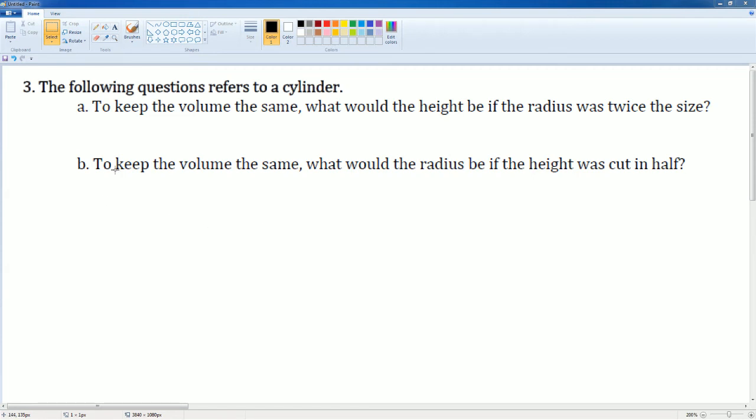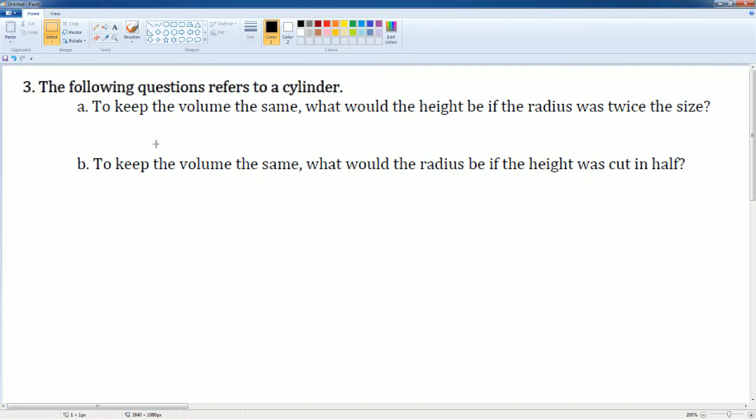Welcome, Math 3. In this video, I will be talking about the volume in these questions. It asks us to change a certain length of the object and see how it affects the volume, and what we can do to keep the volume the same.